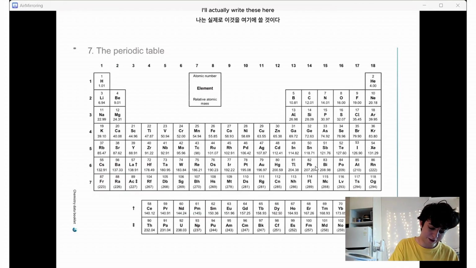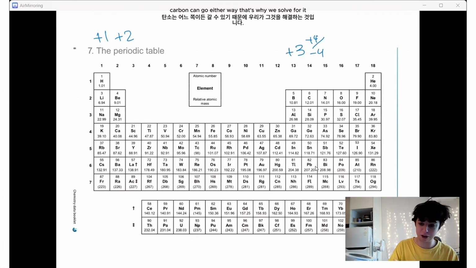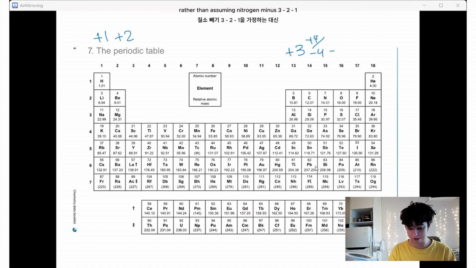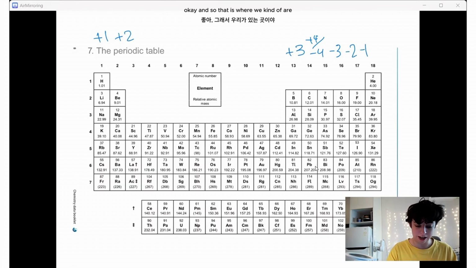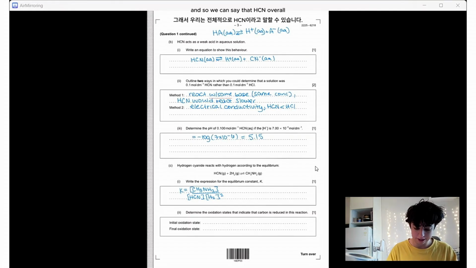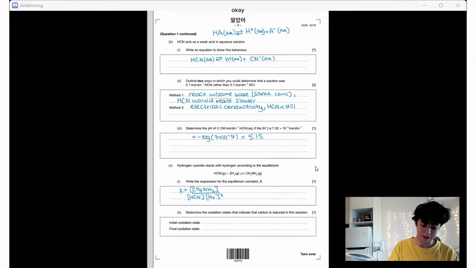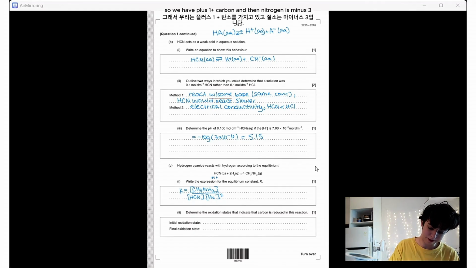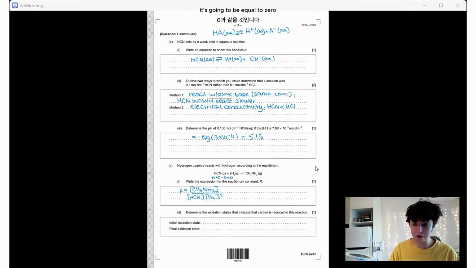I'll actually write these here. So we have like +1, plus 2, plus 3, plus 4 slash minus 4. Carbon can go either way. That's why we solve for it, rather than assuming nitrogen minus 3, minus 2, minus 1. Okay, and so that is where we kind of are. And so we can say that HCN overall, it has to equal 0 because it's a neutral molecule. Okay, so we have plus 1 plus carbon, and then nitrogen is minus 3. It's going to be equal to 0.